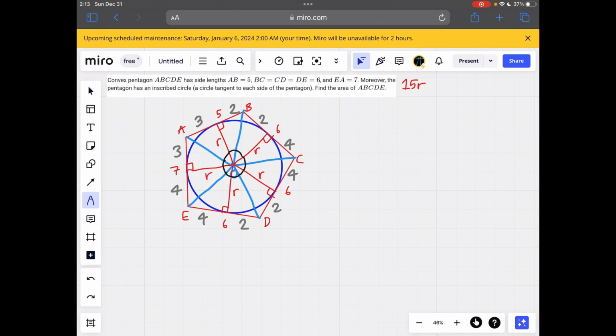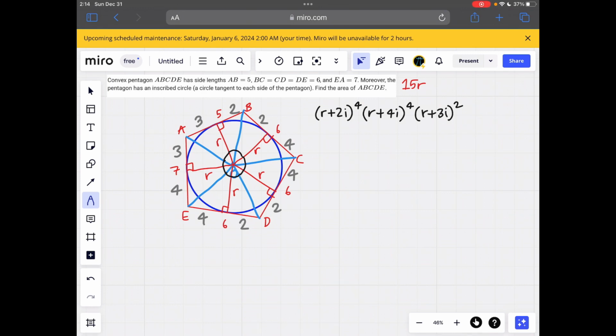And arctan 2 over r is simply the argument of a complex number equal to r plus 2i. And if you raise that to the 4th power, the argument will multiply itself by 4. And since there's 4 arctan 2 over r's here, this works. It's the complex number r plus 2i to the 4th. There's also 4 arctan 4 over r's, so that's r plus 4i to the 4th. And then there's 2 arctan 3 over r's, so r plus 3i squared.